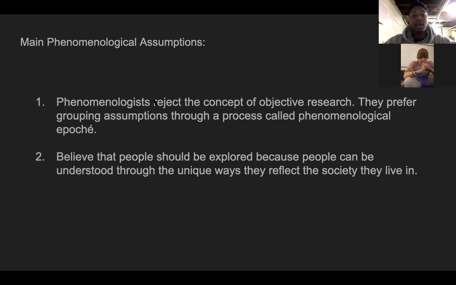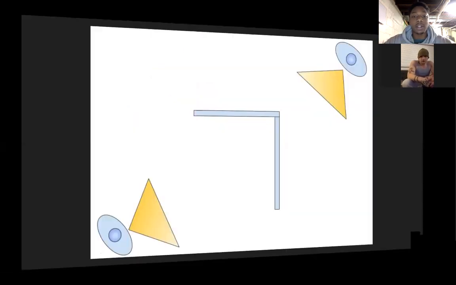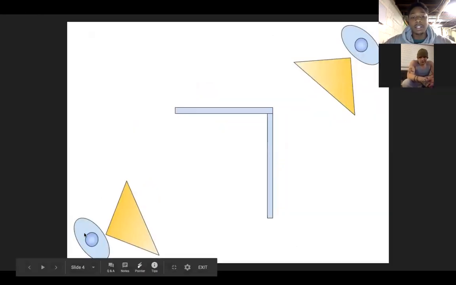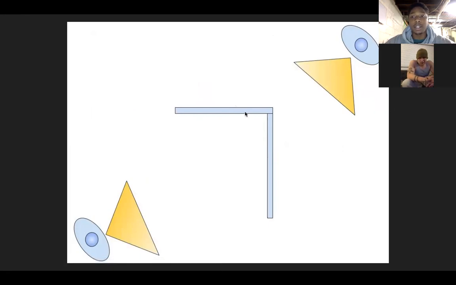So, the main phenomenological assumptions. Phenomenologists reject the concept of objective research. They prefer bracketing assumptions through a process called the phenomenological epoche, which is pretty much just a suspending of beliefs. So for the example on the last slide, if he suspends his belief, he might think, hey, this is an L, but he might also be willing to accept the fact that it could be a 7 at the same time.